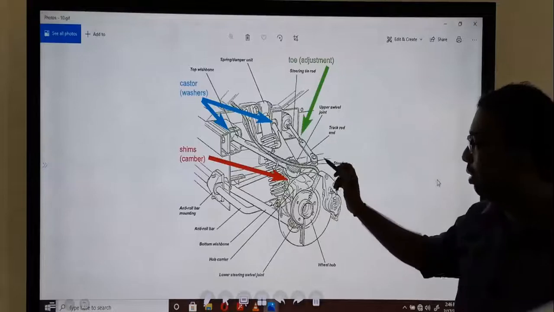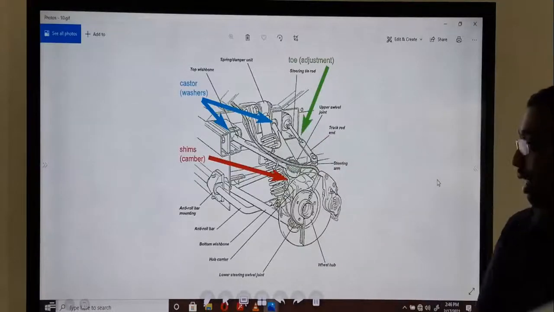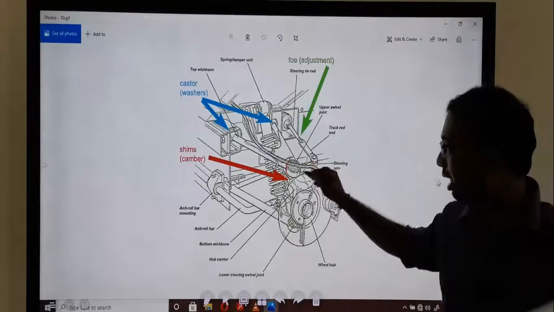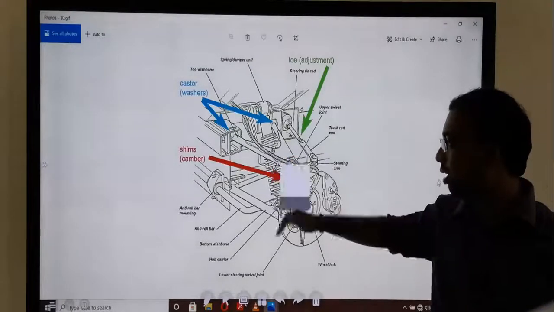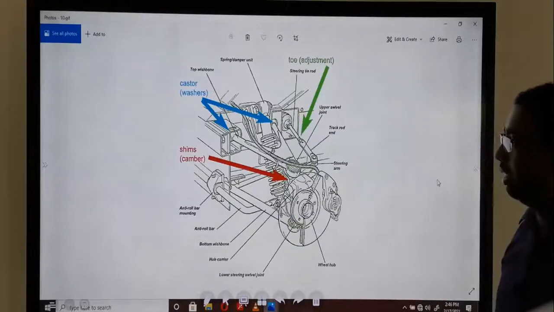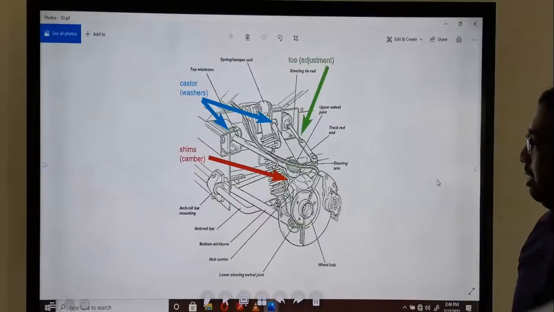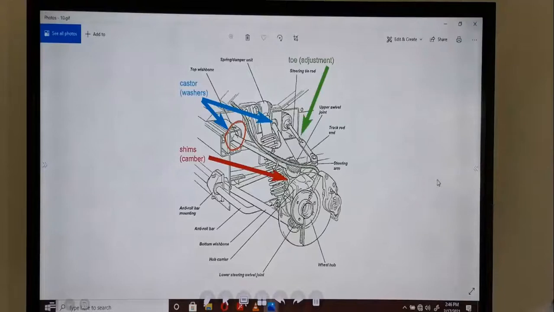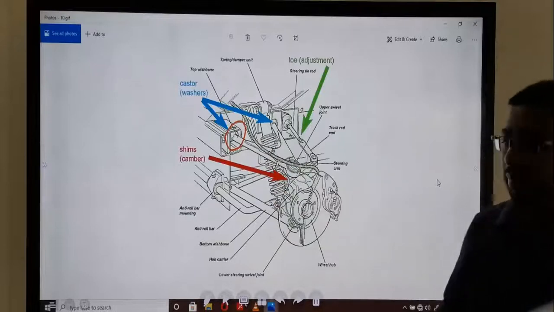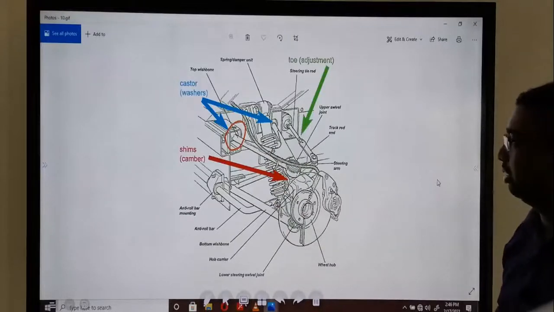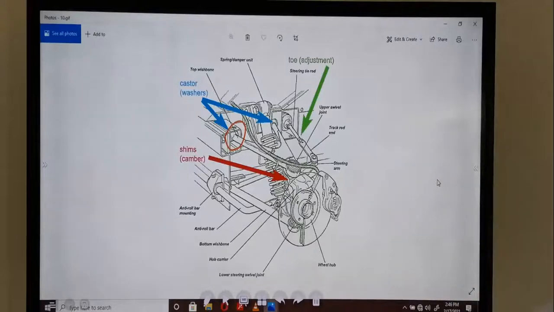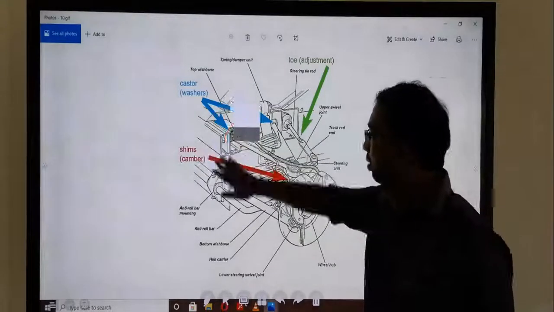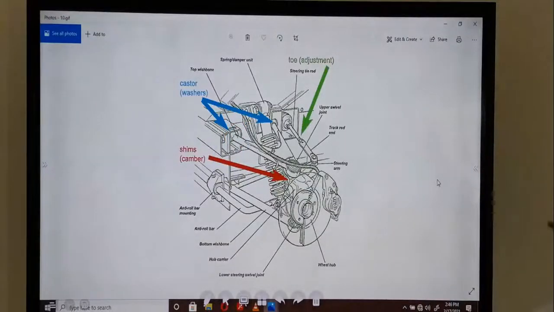Here, camber. This is the higher wishbone arm, connected here. There are shims here, where we adjust the camber. Caster, we adjust here. The upper arm is connected with the body chassis, at the cross member, where we can adjust the caster. This is an example. You can mark these in the chassis diagram.